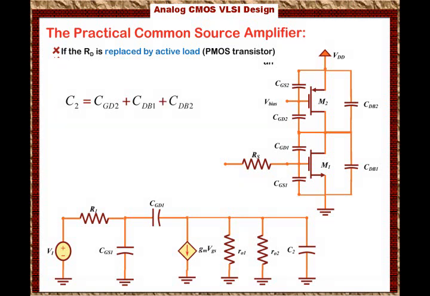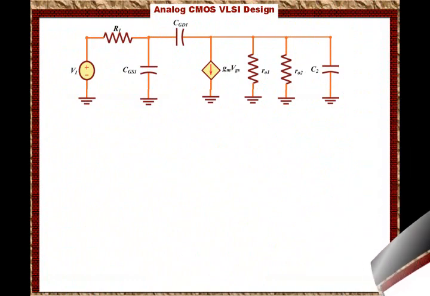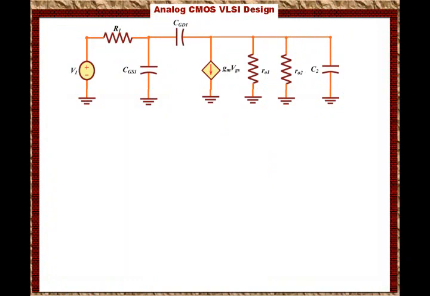In summary, the equivalent circuit of this practical circuit is very similar to the common source amplifier. The only difference is how to obtain the value of these capacitances, but the small signal equivalent circuit is the same for the common source amplifier and the common source amplifier with active load.